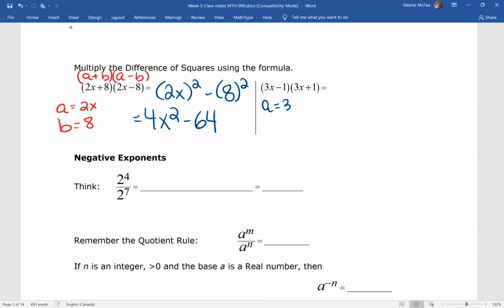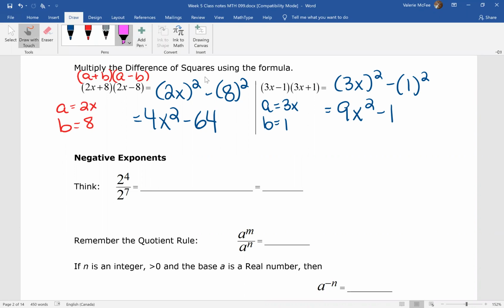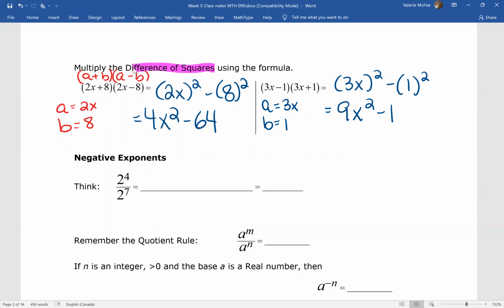We see that A is 3x and B is 1. A squared minus B squared, or 9x squared minus 1. You're going to have to really pay attention so you don't miss these difference of squares when the questions are asked. You can get the right answer by doing all of the work, right?